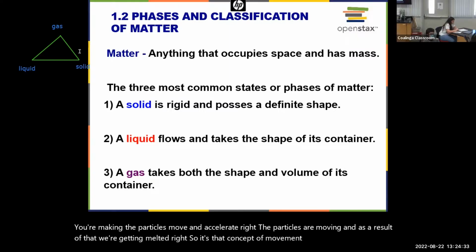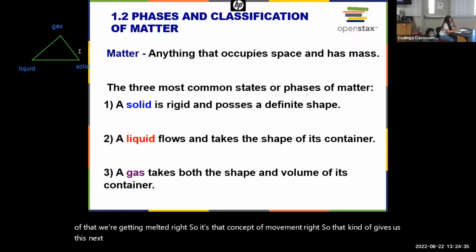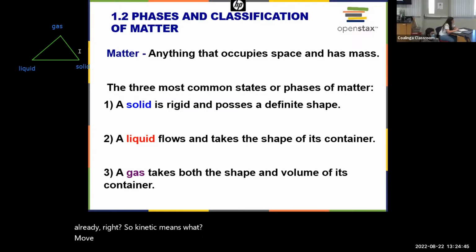So that kind of gives us this next term, the kinetic molecular theory, right? So theory, we talked about theory already, right? So kinetic means what? Move, right? So we say kinetic molecular, molecular means molecule, right? Okay, so the kinetic molecular theory is the reason that we can go from phase to phase.